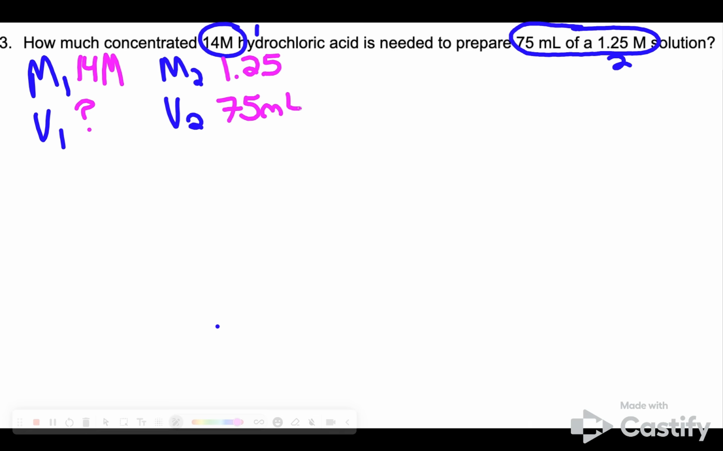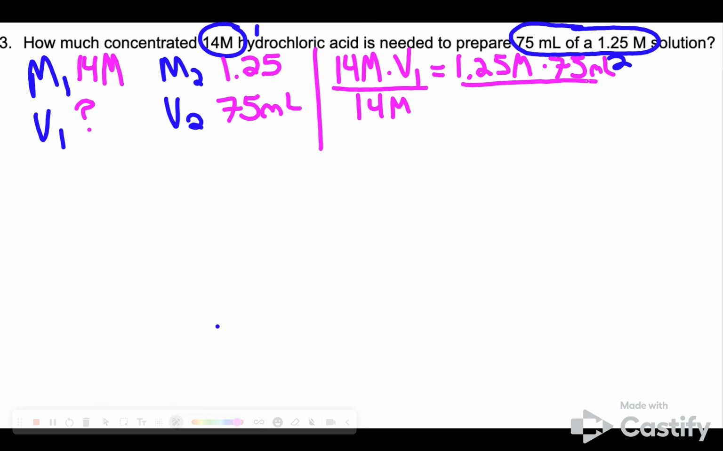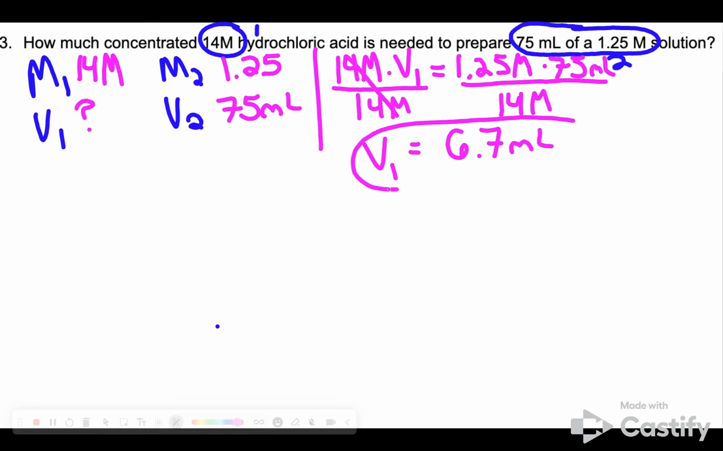So now it's basic substitution. To solve, 14 molar times V1 is equal to 1.25 molar times 75 milliliters. To get V1 by itself, you divide both sides by 14 molar. The 14 cancels out, and V1 is equal to 1.25 times 75 divided by 14. When I plug that into the calculator, it comes out to be 6.7 milliliters. So the amount of the 14 molar I need is 6.7 milliliters. Go ahead and take a minute to copy this down into your notes.